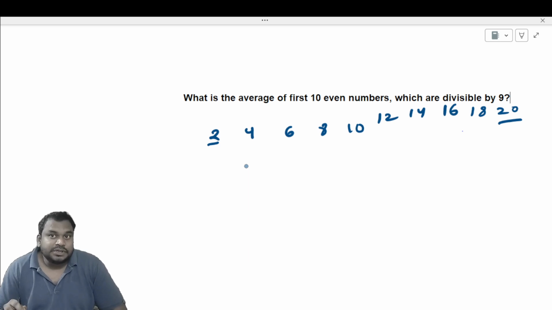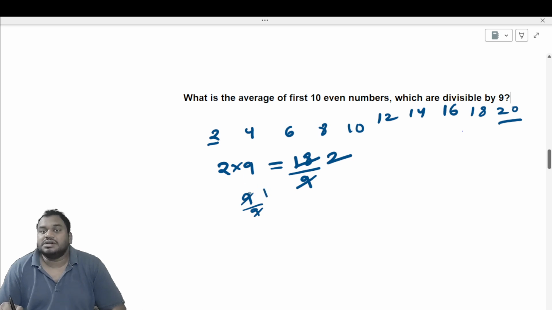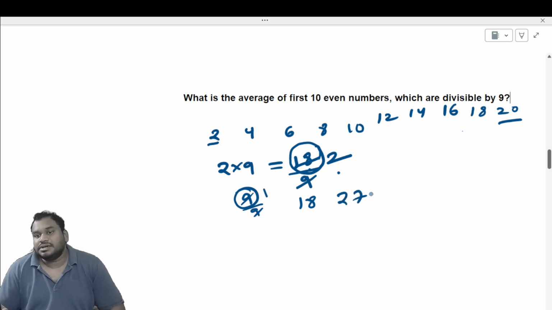Okay, so now you find what is the first even number which is divisible by 9. How can you get it? Just multiply 2 with 9, 18. So 18 is the first even number which is divisible by 9. You cannot take 9, because 9 is divisible by 9, but 9 is not an even number, right? It's an odd number, and he's asking to take an even number. That's why 18 will become the first even number which is divisible by 9. Then it starts with 18, then 27, like that it will go.